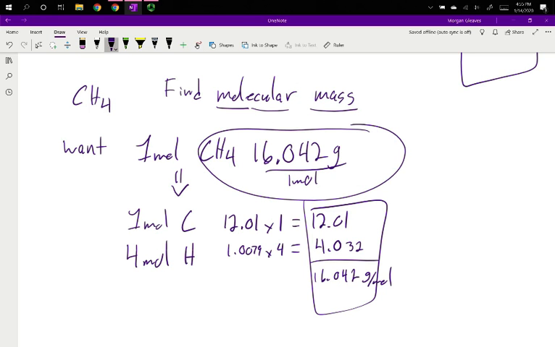So if I wanted to react methane with something, I could figure out just how many methanes I had by finding this molecular mass. Because what it really gives us is a ratio. It gives a ratio of mass and number. And we can use this to do other calculations later.